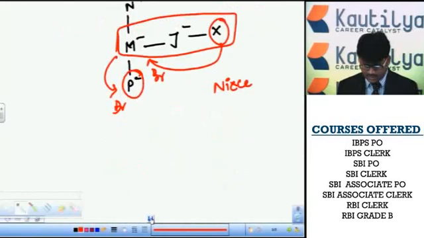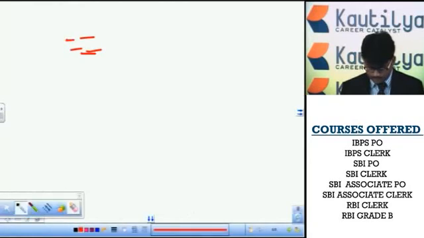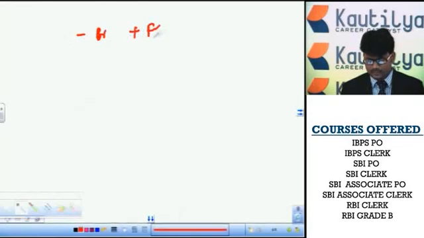The same coding blood relation. Minus denotes brother, plus denotes father, multiplication denotes daughter.